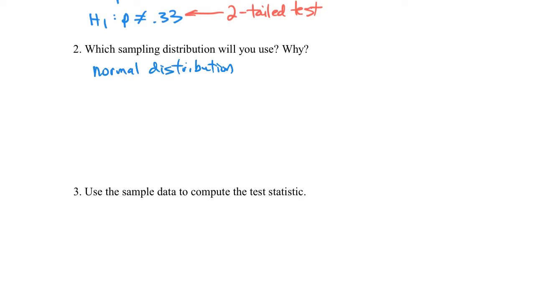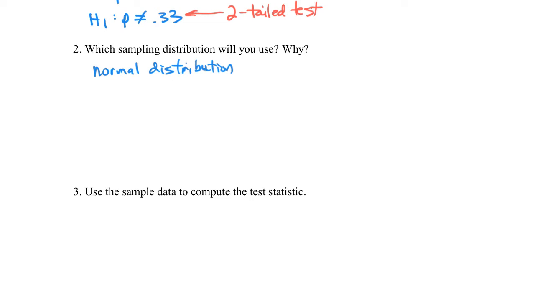So in Chapter 8, whenever you're asked this question, which sampling distribution will you use? There's only two answers in Chapter 8. It's either the normal distribution or student's t. And the only time it's student's t, if you remember, is when we're testing the mean and we don't know sigma. Whenever there's a proportion question involved, it's always standard normal distribution.